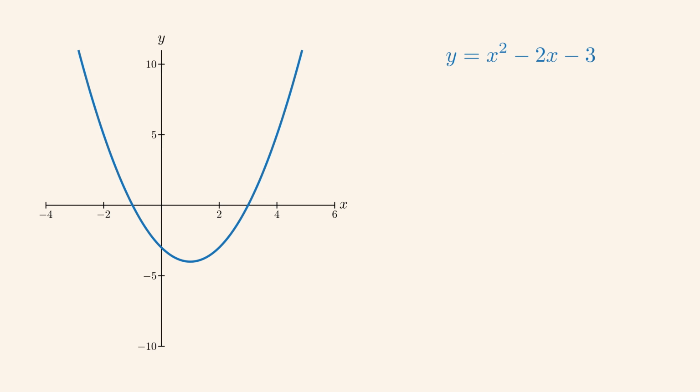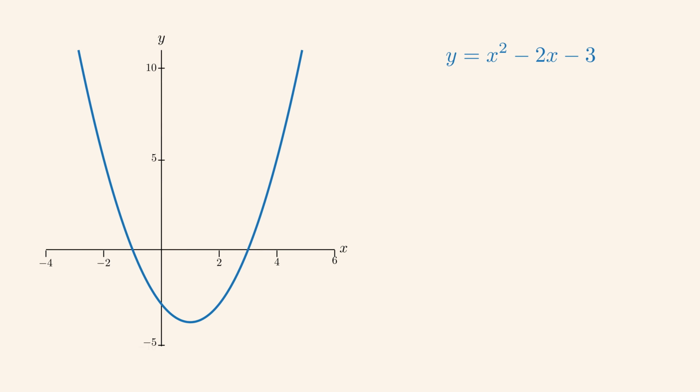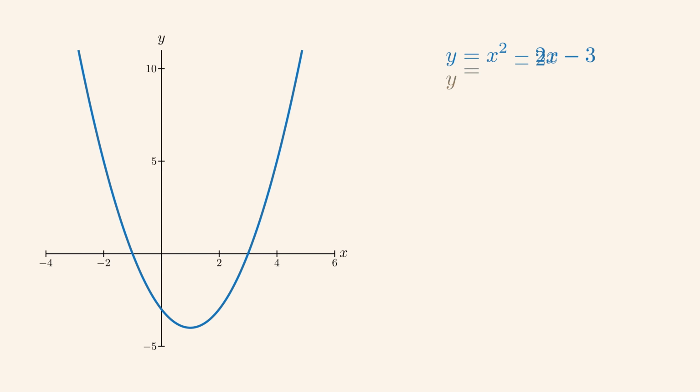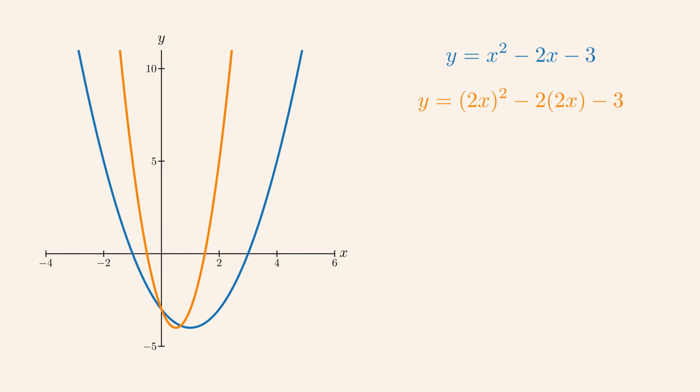Let's modify the axes slightly. This time, we replace every x with 2x. What effect does this have? The orange curve looks like this. The graph has been compressed horizontally by a factor of 1/2. For the same y value, the blue point is twice as far away from the y-axis as the corresponding orange point.